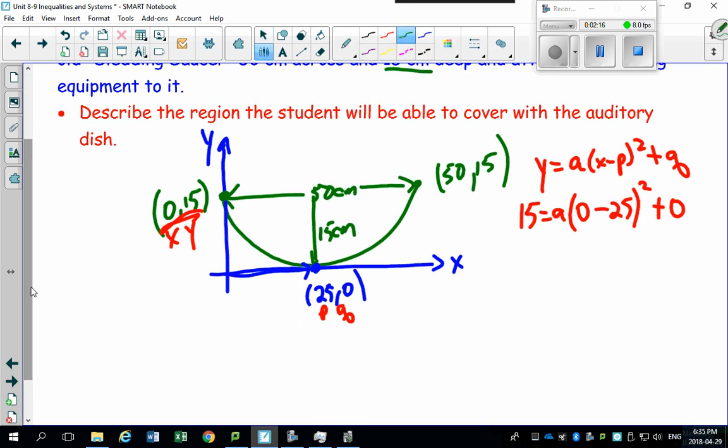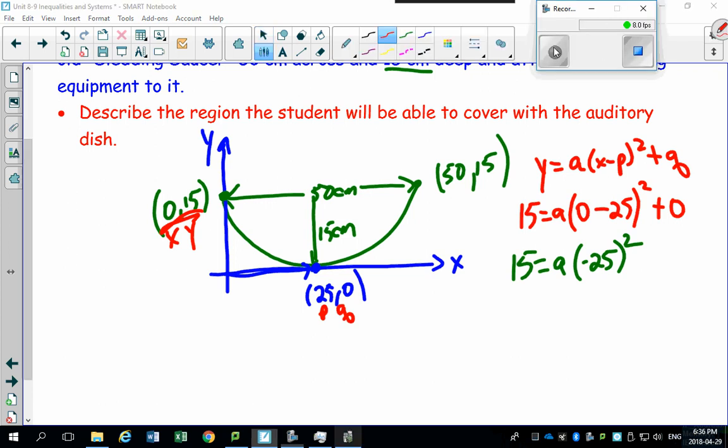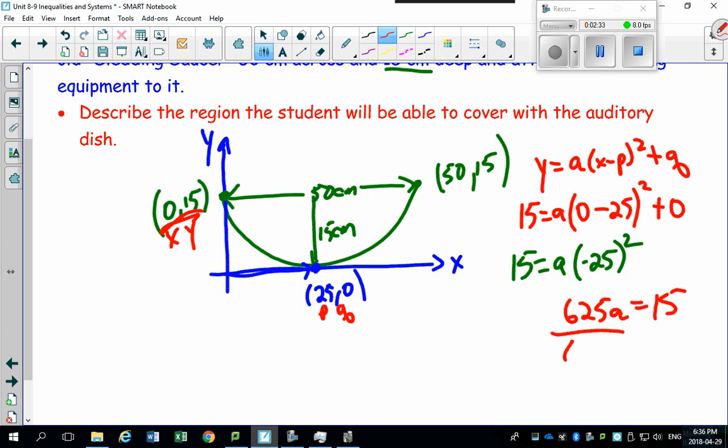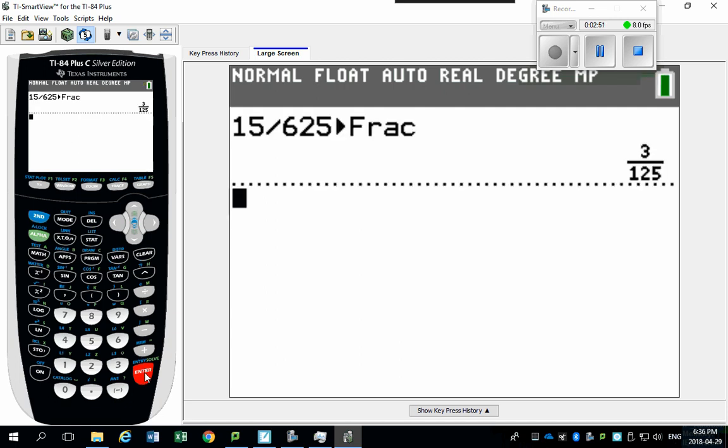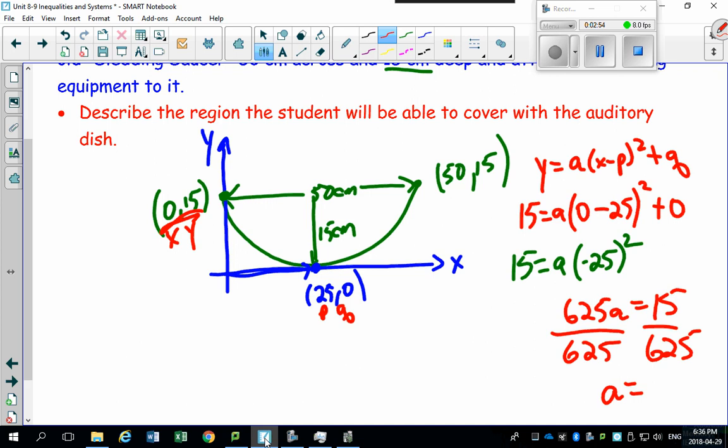Okay, here we go. 15 equals a(0 minus 25) squared plus 0. Finding out the minus 25 squared, of course, is going to be 625a equaling 15. So divide each side by 625. I'm going to put that in my calculator, and I'm going to come up with a beautiful fraction. So it was 15 divided by 625. I want to fraction it. There it is. And I get 3 over 125. So this becomes an a value of 3 over 125. That's my a value. Great.